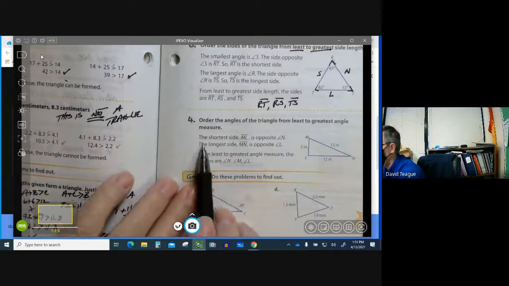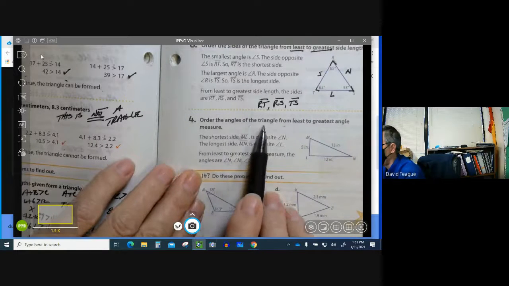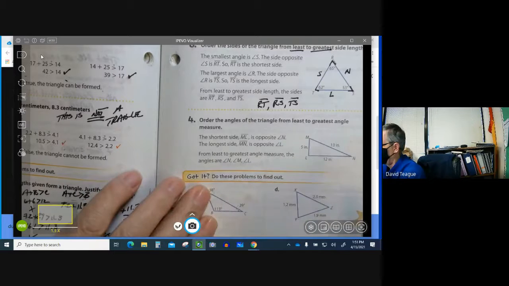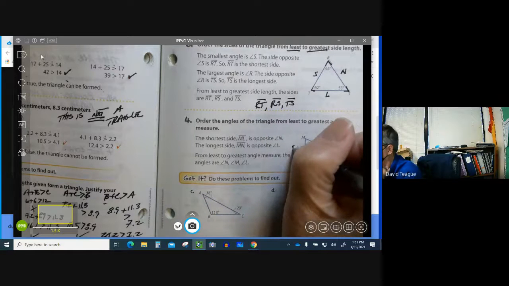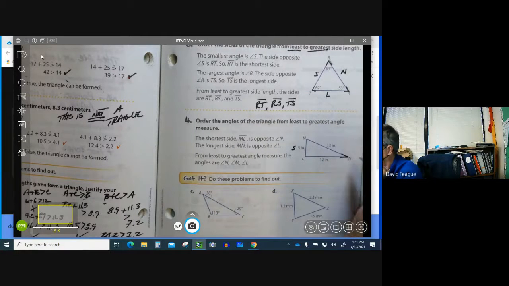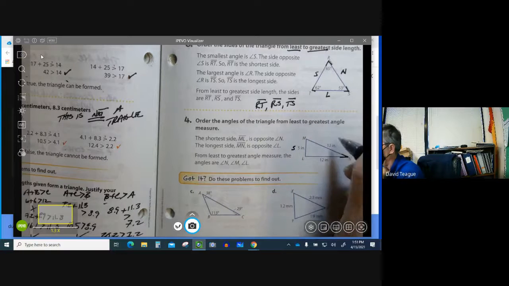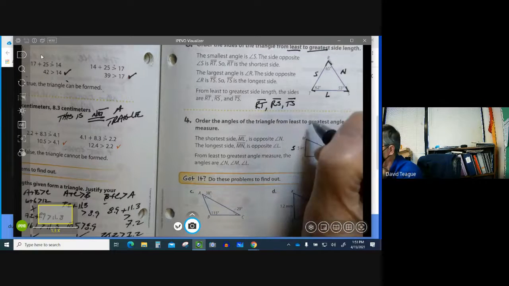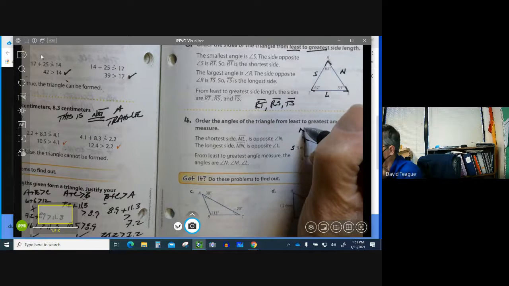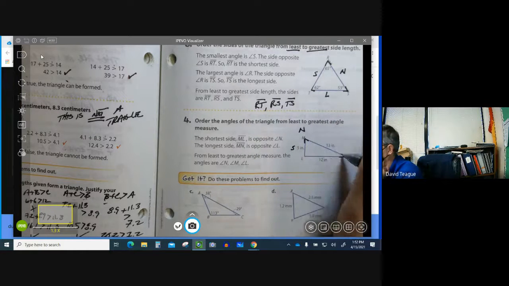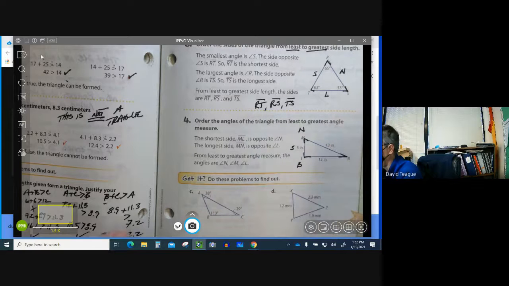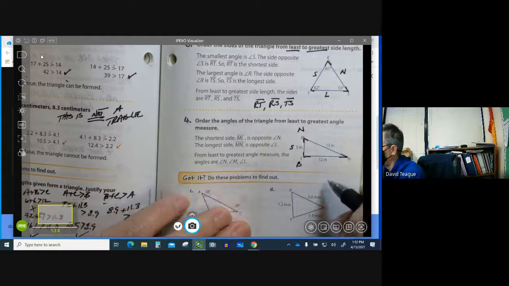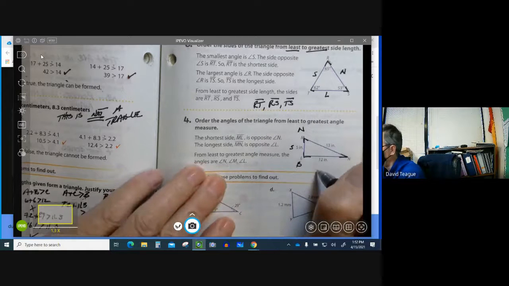Now let's look at the sides. Order the angles of the triangle from least to greatest measure. Okay, so now they're just giving us the sides. Well, this is the smallest side, so that means this angle here is the smallest angle. The next biggest side is 12 inches, so that means this is the next biggest angle. And then 13 is the longest side, so this is the biggest angle here.